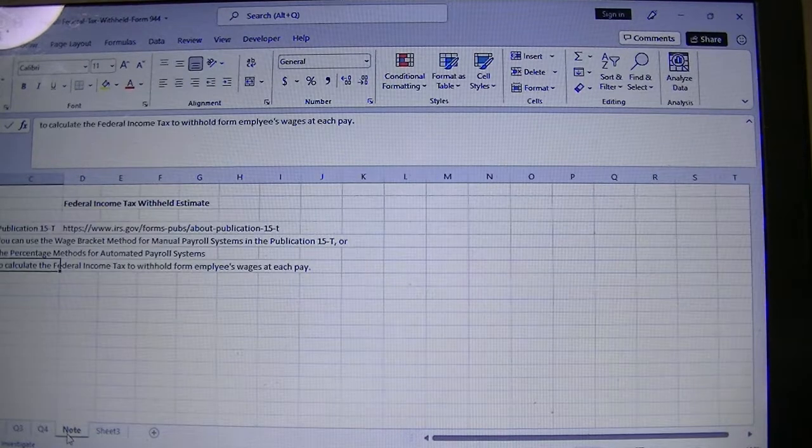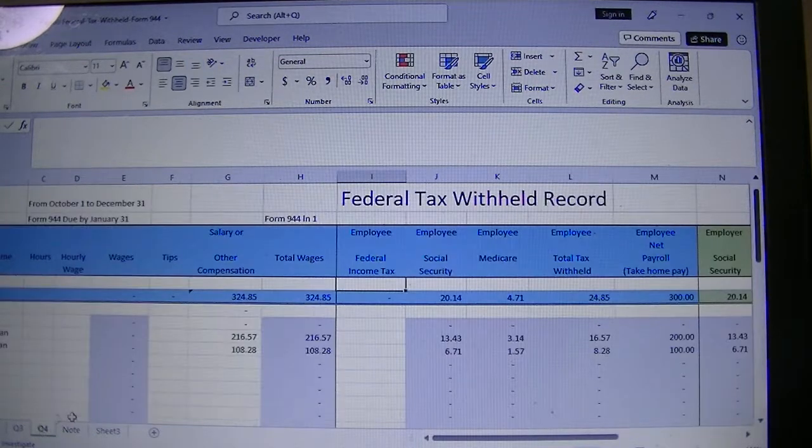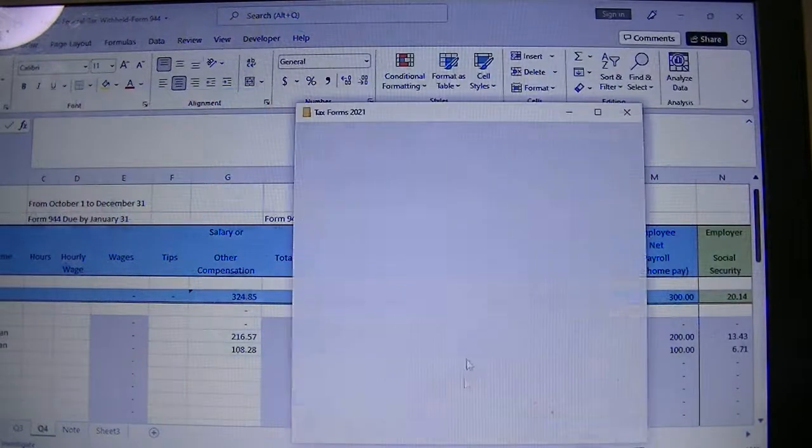Let me see my notes here. Publication 15T is what you should refer to. So let's pull that publication. Let me see if I have it.